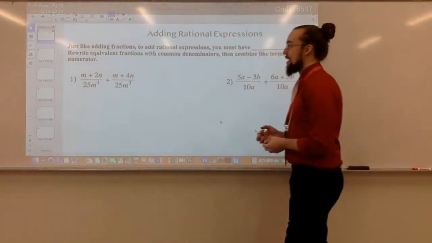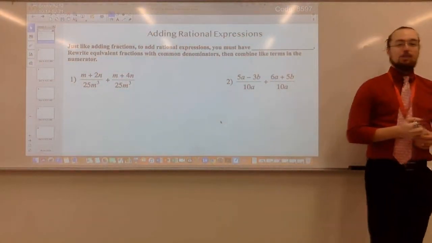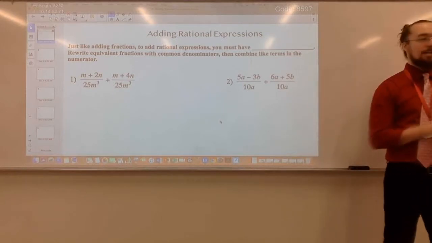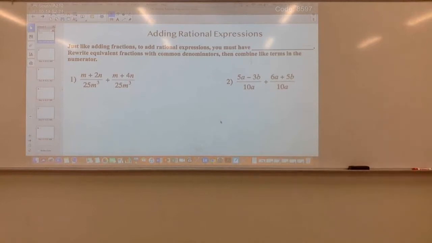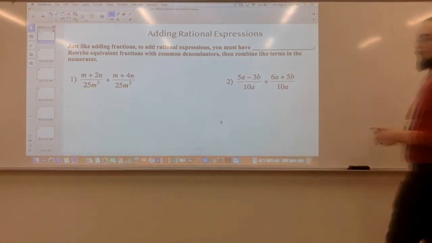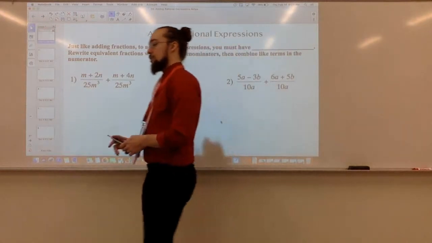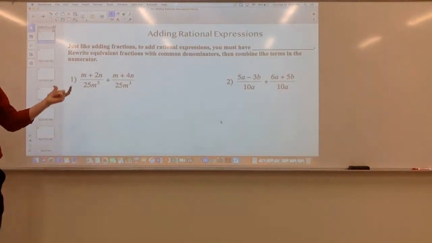Alright, today we are going to take a look at adding rational expressions. Right? Adding rational expressions. So, to add rational expressions, these are just fractions. So, what do I need to add fractions together? What's the first thing I need to make sure that I have?